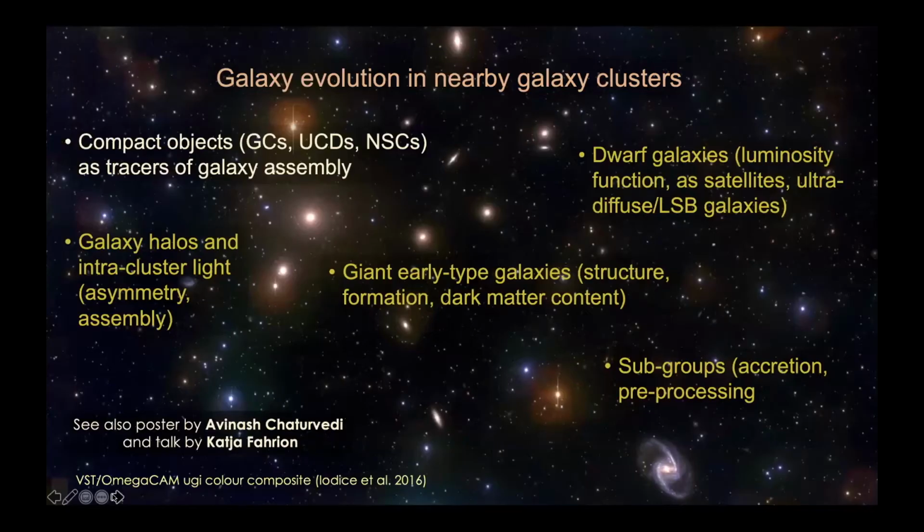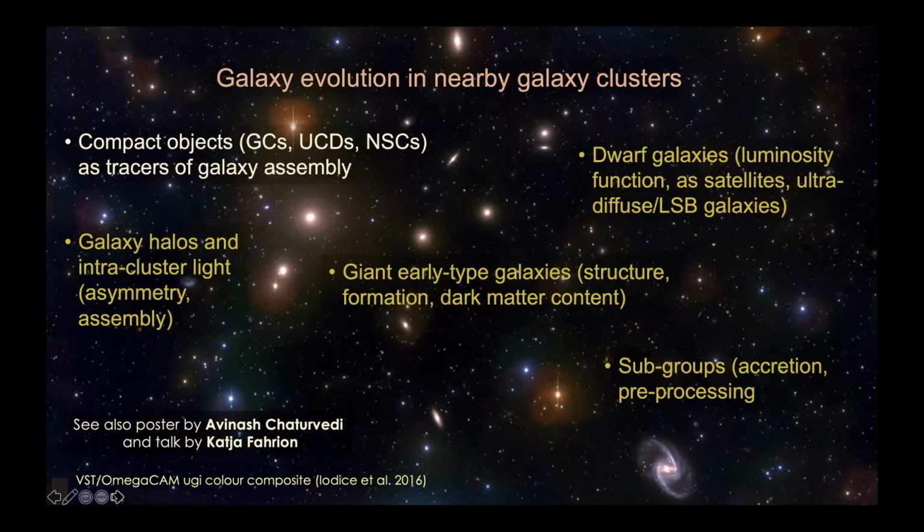So what is the advantage of going to very nearby galaxy clusters? You have the resolution, of course. You can look into dwarf galaxies resolved, getting the luminosity function. You can go to the diffuse low surface brightness galaxies. You can get into the outskirts of the galaxy halos, the intercluster light. You can study in detail the giant early type galaxy structure formation and maybe the dark matter content. You can also try to find subgroups that are falling in and maybe disentangle the assembly history.